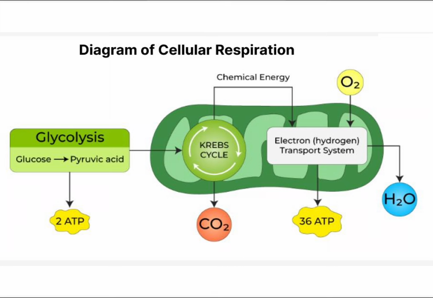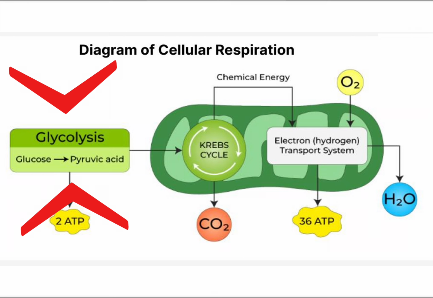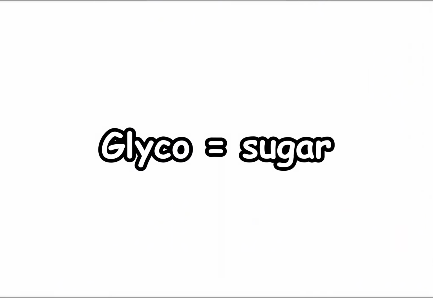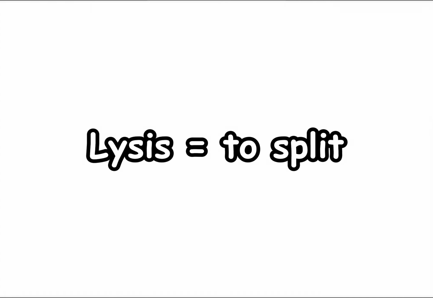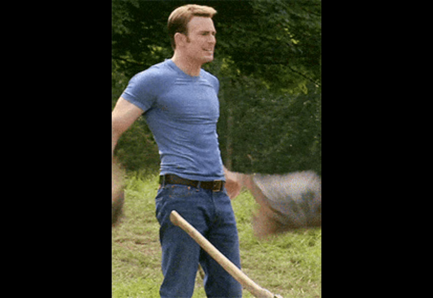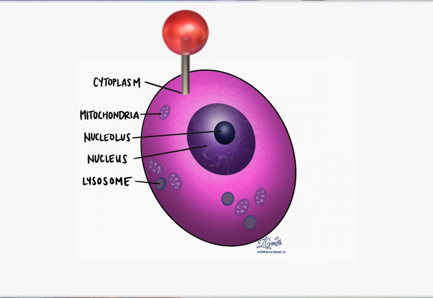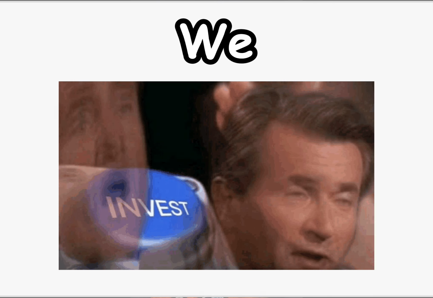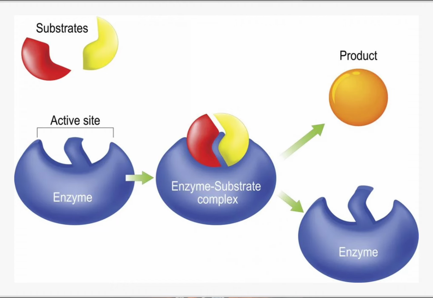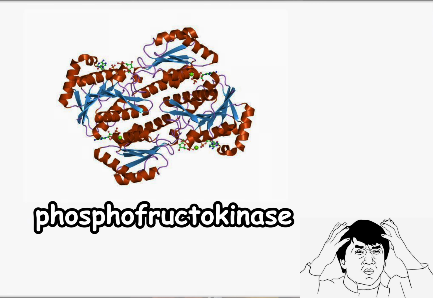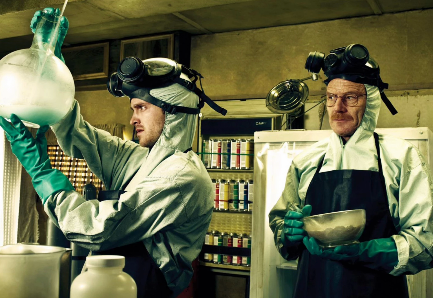Cellular respiration has three main stages. Stage 1 is glycolysis. Glyco means sugar, and lysis means to split. So we're splitting sugar. This happens outside the mitochondria, in the cell's cytoplasm. The reactant is glucose. We invest a little ATP to start. An enzyme like phosphofructokinase will do the rest. Afterwards, the product is just two molecules of a compound called pyruvate, and a net gain of just 2 ATP. It's a small start, but essential.